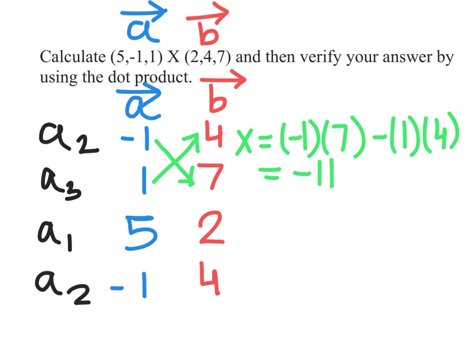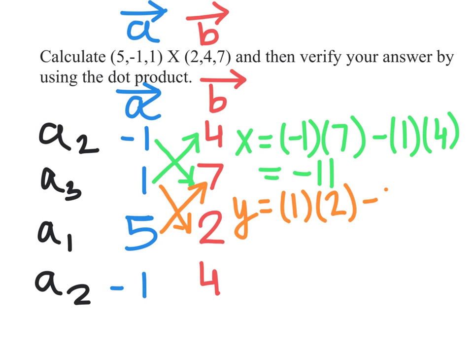To find the y component, we follow a similar pattern. We take the down product of 1 and 2 and subtract it from the up product of 5 and 7. So y is equal to 1 times 2 minus 5 times 7. This is equal to -33.